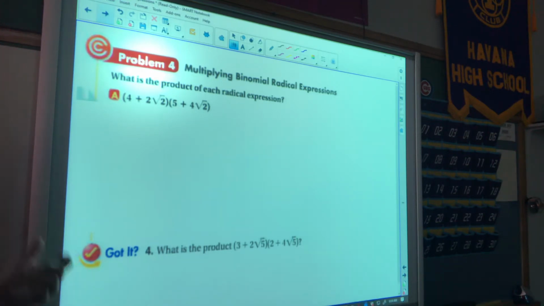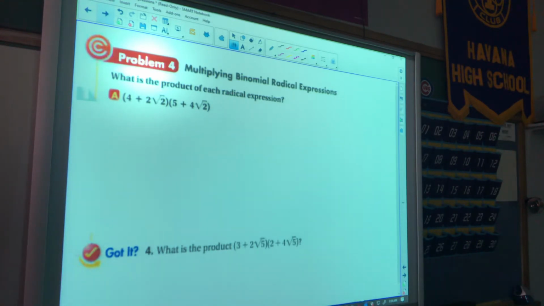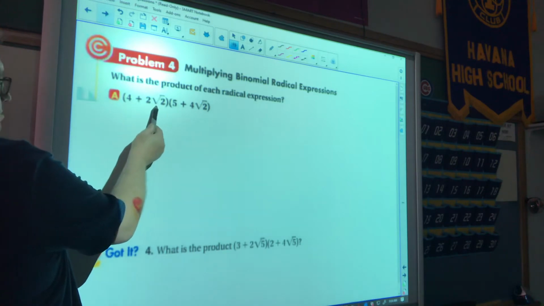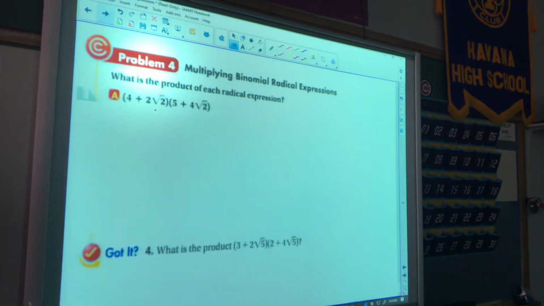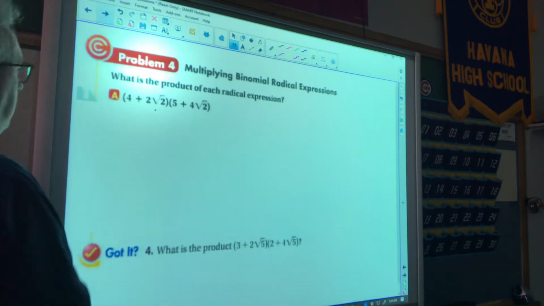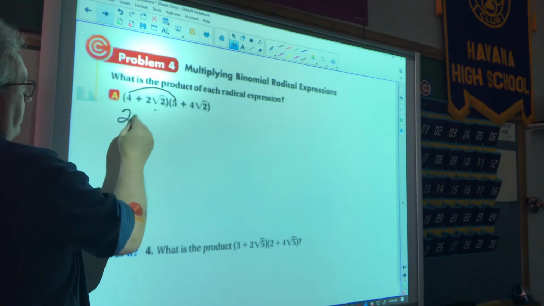Okay, now we're going to look at multiplying binomial radical expressions. Don't let this scare you, okay? We have 2 binomials that we're multiplying together. We have 1 term, 2 terms, 1 term, 2 terms. So those are binomials. We're just going to add them. We're going to use double distribution, which you know is FOIL, okay? So 4 times 5 is 20.